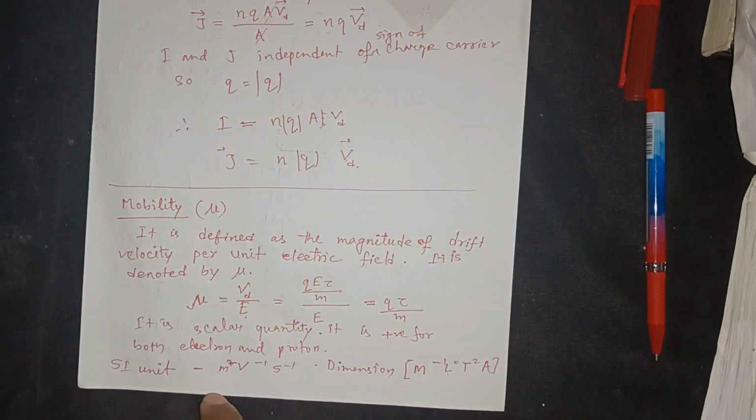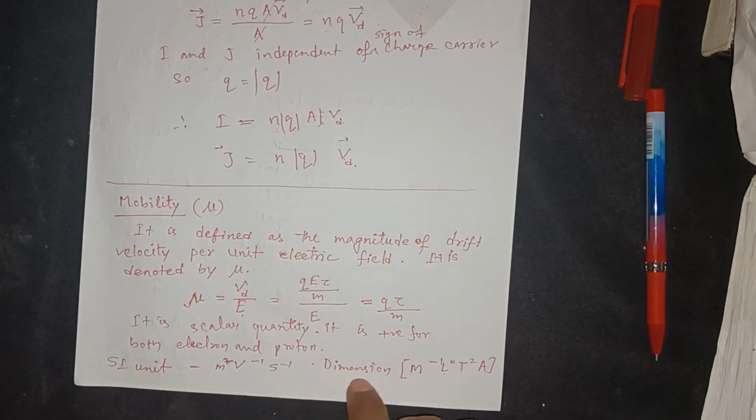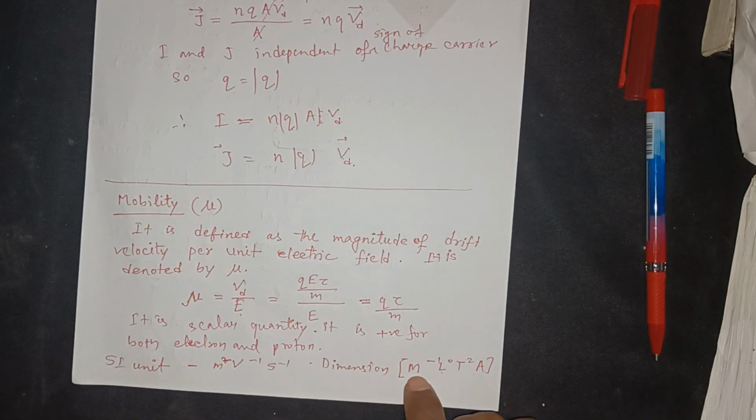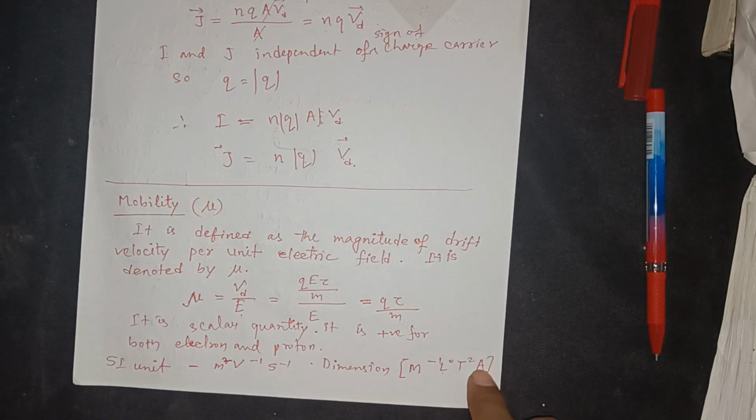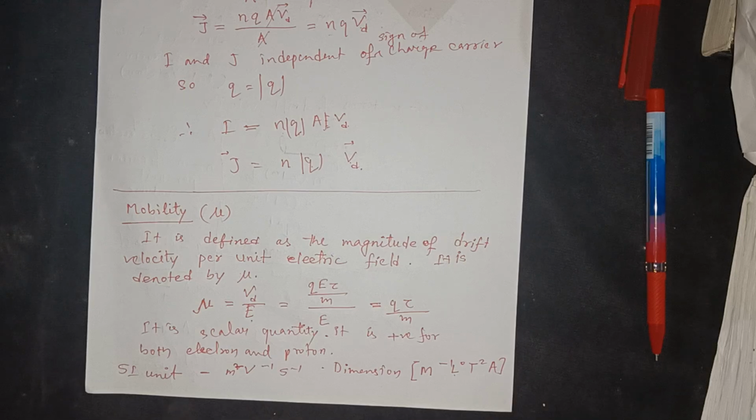The SI unit is meter square per volt per second, and the dimension will be M inverse L0 T squared into A. That is the dimensional formula for mobility.